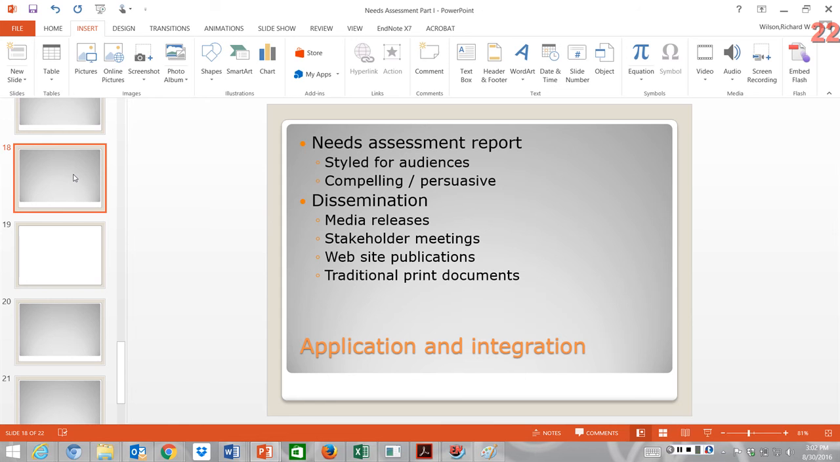We want to disseminate the results of our needs assessment in a variety of ways that may include media releases for TV, radio, newspaper, and so forth, holding stakeholder meetings and public meetings, maybe something on the web, email and social media, and traditional print documents that we've used for years and years and years, and they're typically distributed either by mail or at public meetings.